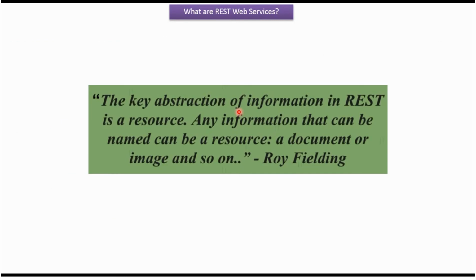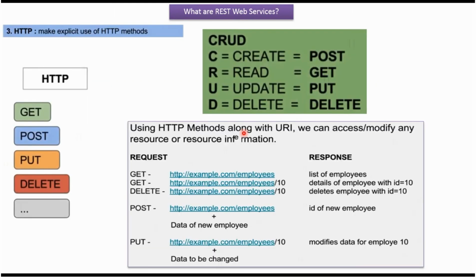The key abstraction of information in REST is a resource, and a resource can be a document or image and so on. Using HTTP methods along with URI, we can access or modify any resource or resource information. Here you can see the HTTP methods: get, post, put, delete.